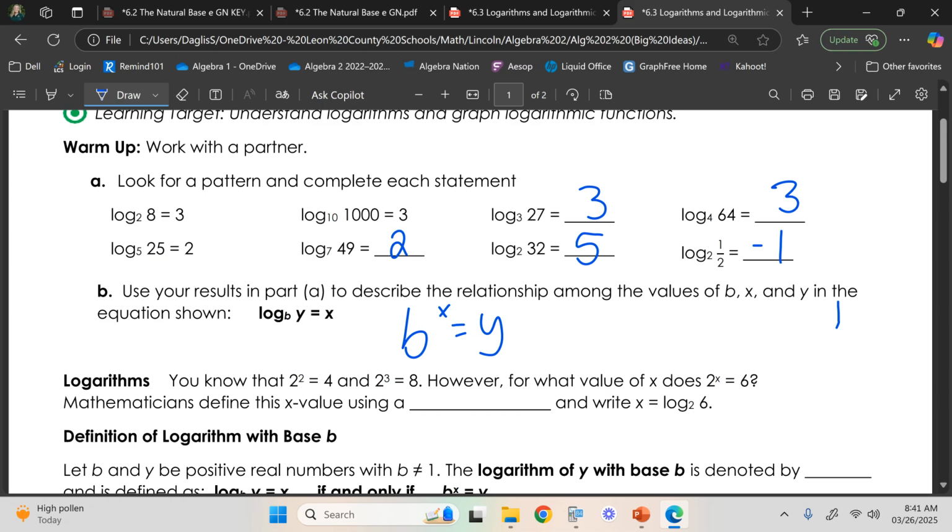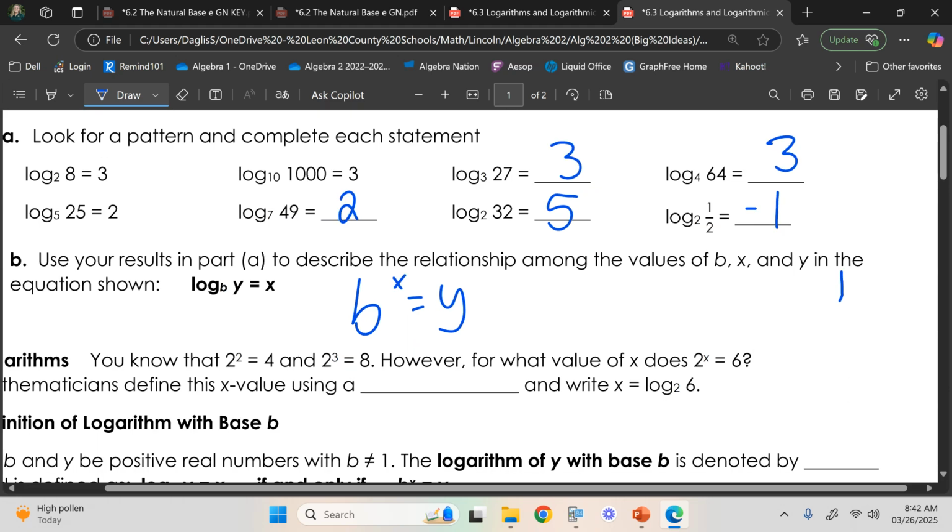So logarithms and exponentials, they are best friends. Before, you could not find a missing exponent, because before we would do the root that matches the power. If you don't know the power, you don't know the root. Instead, we have logarithms. So logarithms always equal exponents.